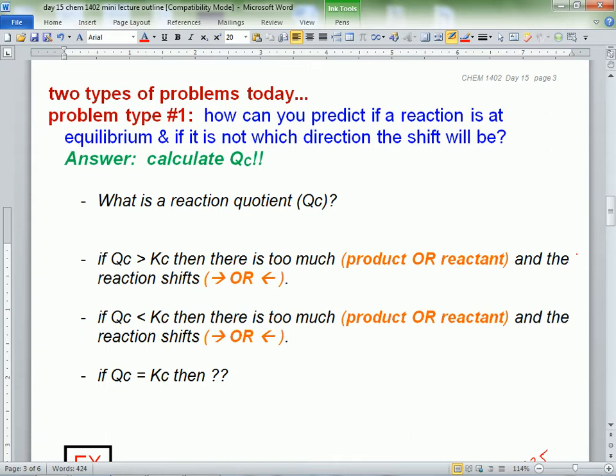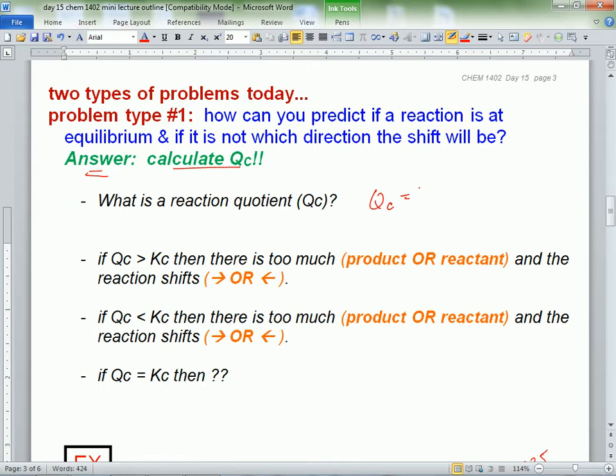So they're going to give you all these concentrations and things, and the solution is to calculate Qc. Okay, fine. Calculate Qc. Well, what the heck? Now, they call Qc a reaction quotient. Jerixa, how do you write the expression for a reaction quotient? What is it?